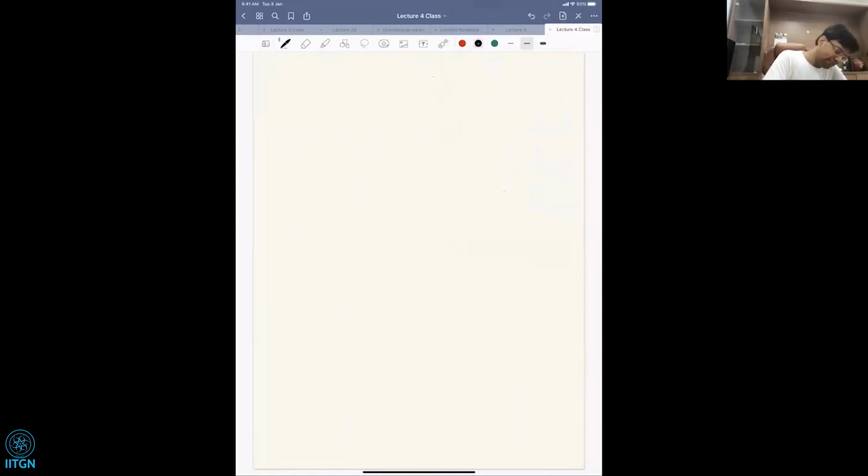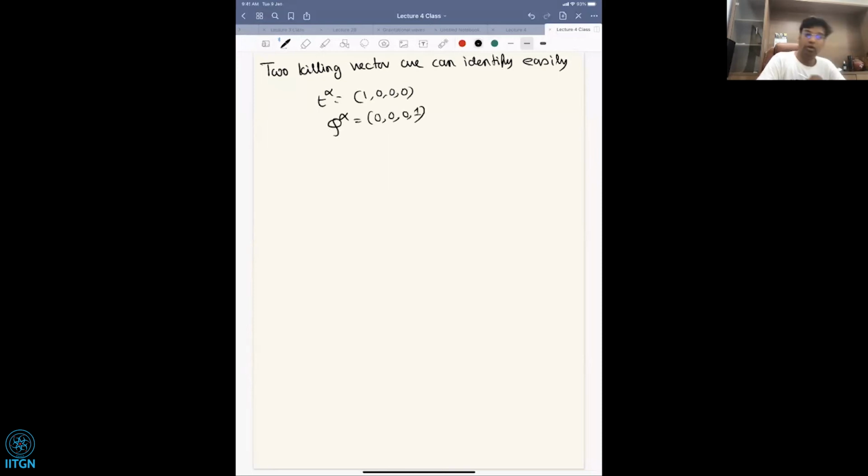So again, let me emphasize, there are at least two Killing vectors we found, which we can identify easily. And these are T alpha, which says the spacetime is stationary, and phi alpha, which says the spacetime is axisymmetric. Okay, good. So apart from the ZAMOs, another observer will be the static observer.